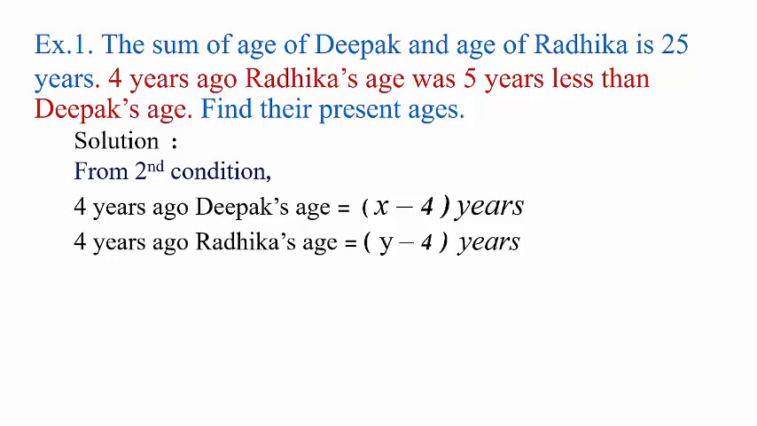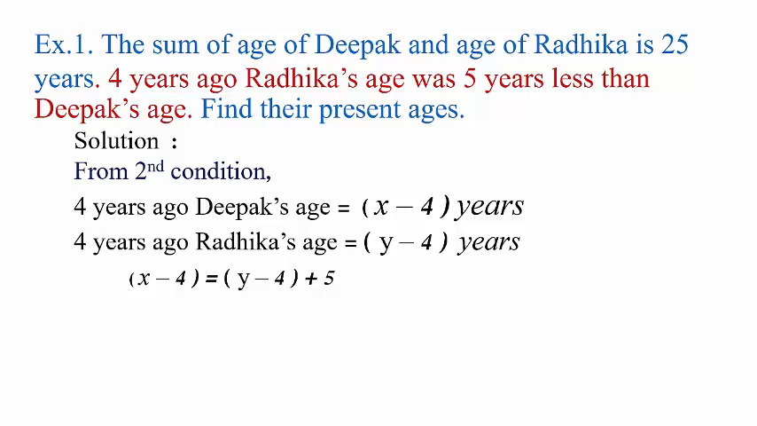And then the condition is, 4 years ago Radhika's age was 5 years less than Deepak's age. So Radhika is younger than Deepak by 5 years. So if we want to make the age of Deepak equal to the age of Radhika, then we want to add 5 to the age of Radhika. So from that we get the equation like this: x minus 4 is equal to y minus 4 plus 5. x minus 4 is the age of Deepak, y minus 4 is the age of Radhika. We add 5 to the age of Radhika, then it is equal to the age of Deepak.